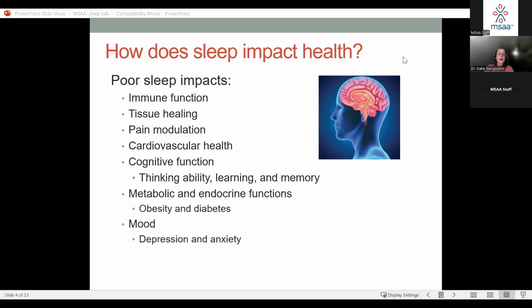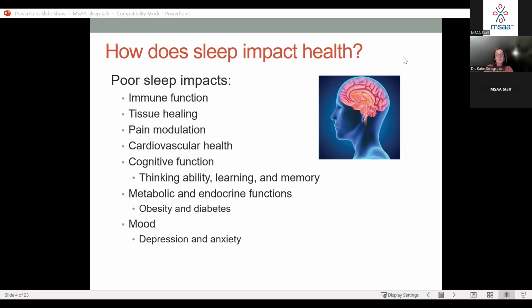We also know that sleep's very important for our cardiovascular health. When we get into the deep stage of sleep, which is called slow wave sleep, that's a period of time where our blood pressure goes down and our heart rate goes down. If you're not getting adequate deep sleep, your body doesn't have that time to rest and recuperate. It keeps added stress on the cardiovascular system, and you're at a higher risk of developing cardiovascular disease.